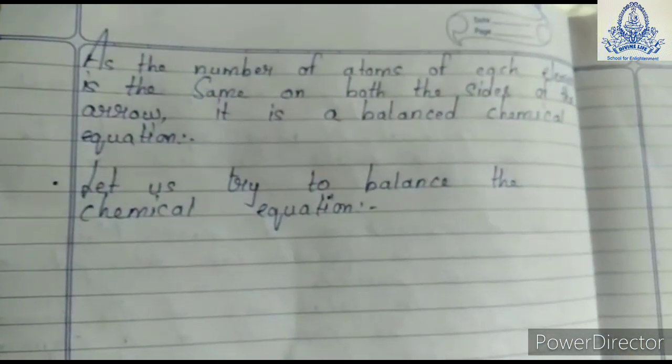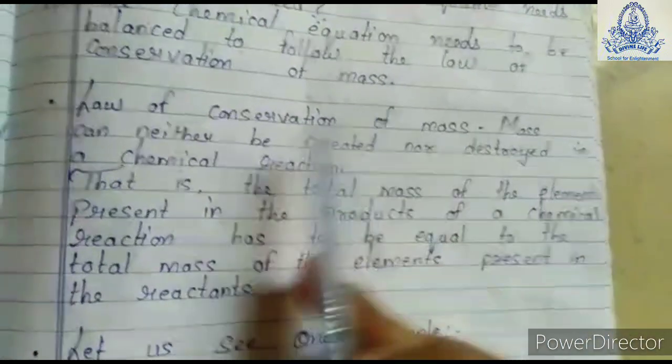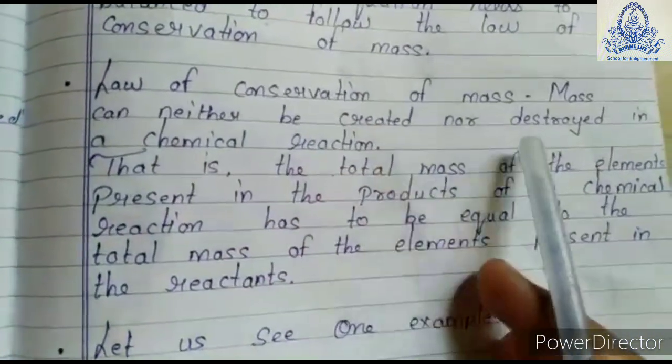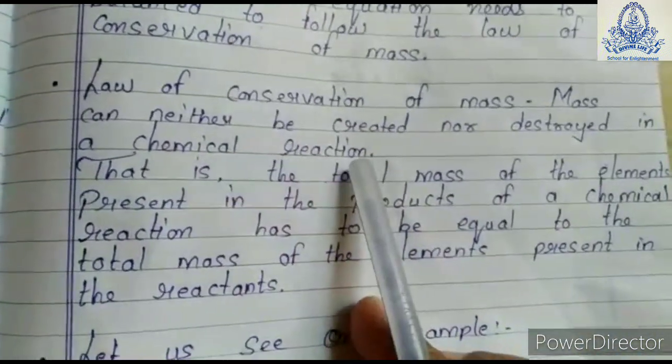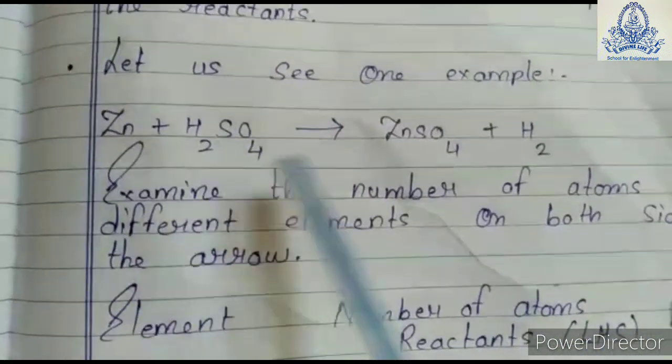The equation needs to be balanced to follow the law of conservation of mass. The law of conservation of mass means the mass can neither be created nor destroyed in a chemical reaction. It is just converted from one form to another form. We have seen the example of one such balanced equation.